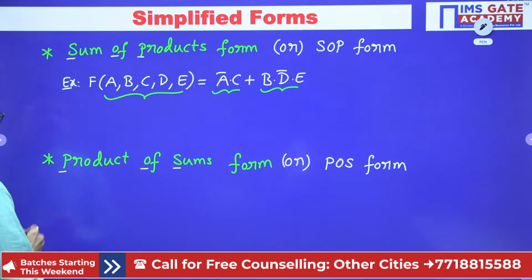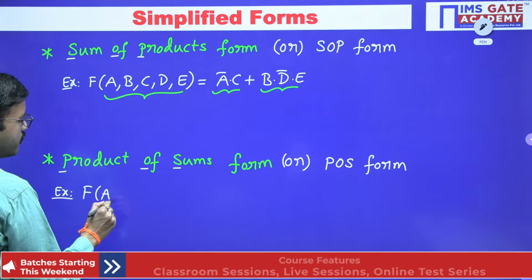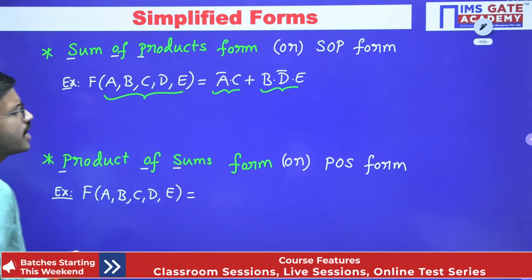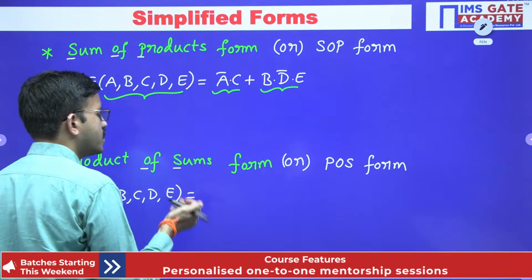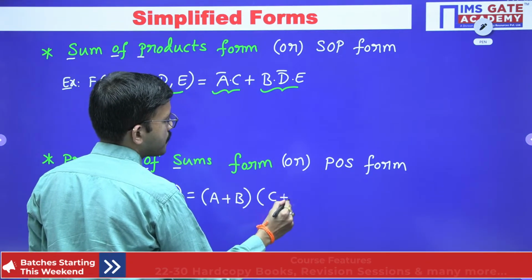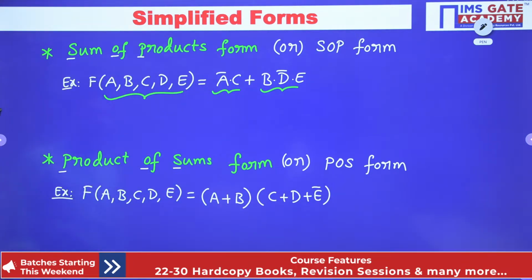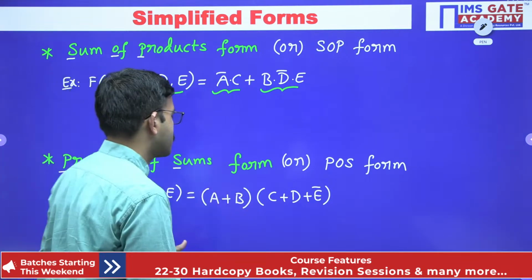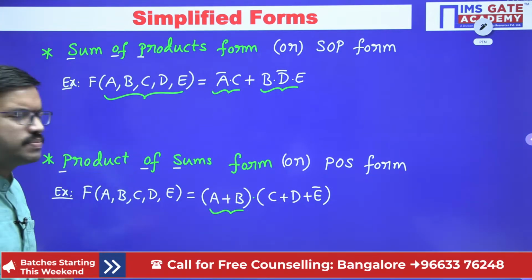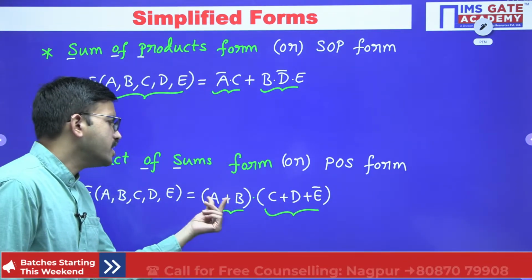Similarly, here I am giving a random example, f of a, b, c, d, e. Here also f is a function of 5 variables. After doing the simplification, suppose you got a function like this. Now observe, here you have a logical OR term, or sum term. Similarly, here also you have a logical OR term, or sum term. Here the number of literals is 2, and here it is 3.